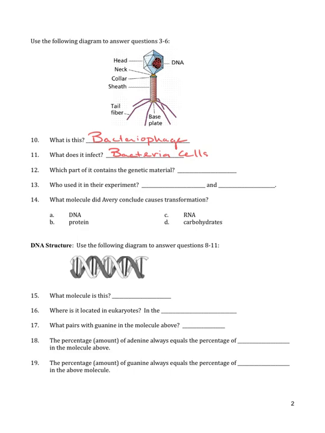Number 12, which part of it contains the genetic material? So if you notice, you can see all the different structures labeled. We know that genetic material is DNA, so we just have to decide which part of the bacteriophage contains the DNA. And since the DNA is enclosed inside of this structure here, the DNA is contained in the head of the bacteriophage. Number 13 says who used it in their experiment.